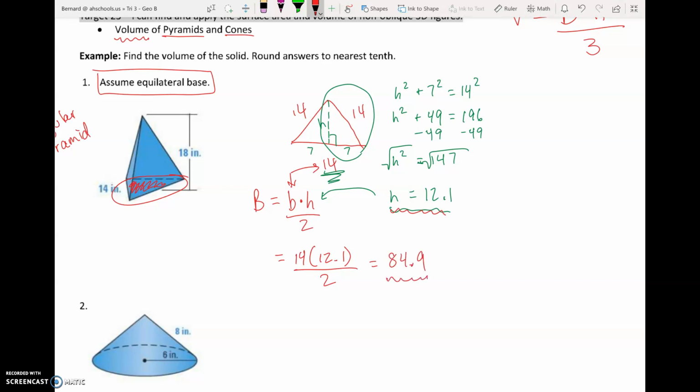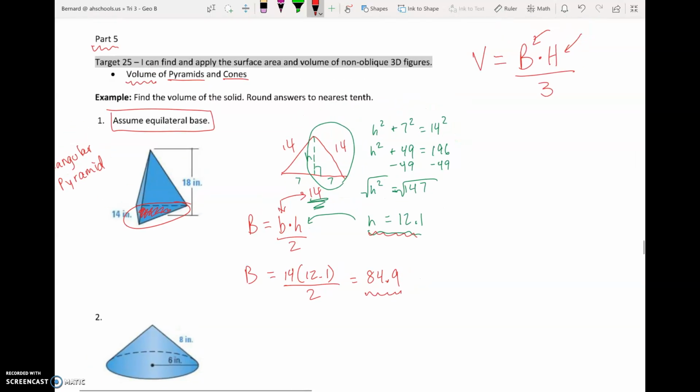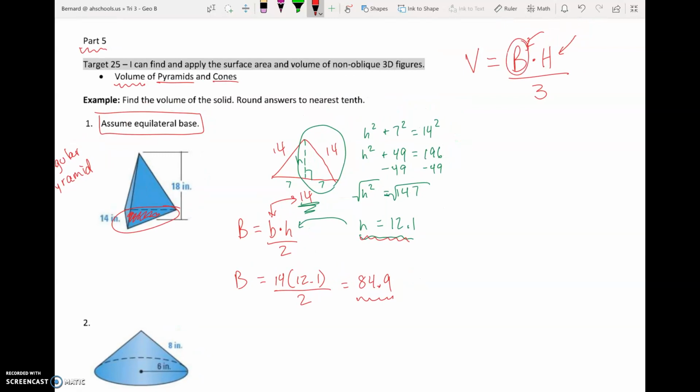84.9 when rounded. Now, remember, that is big B, right? That's big B. So we've got big B up here now. Now we need to find H. And H is going to be a vertical height. So not the slant height this time. We do not need the slant height this time.